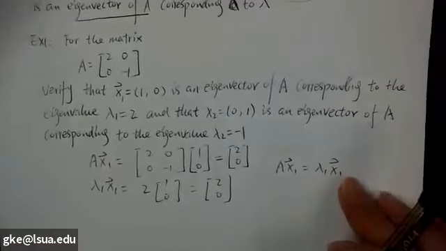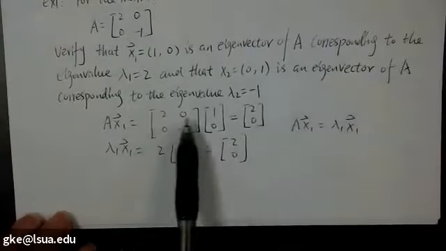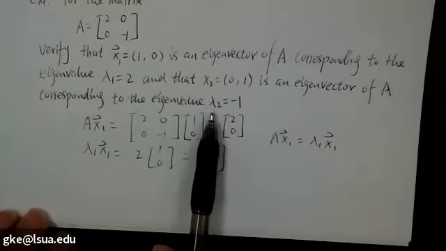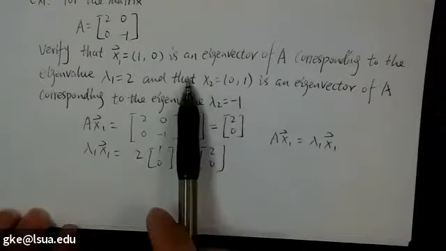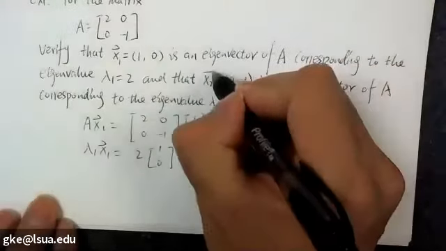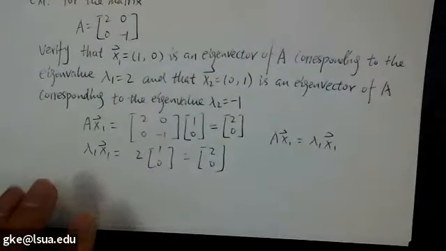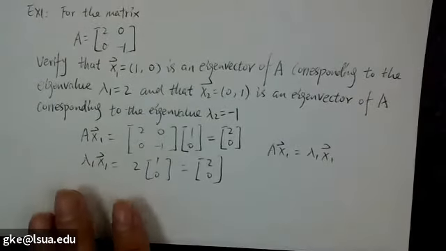Now very similar. Try lambda 2 and x2. Try the x2 vector by yourself. I give you one minute.